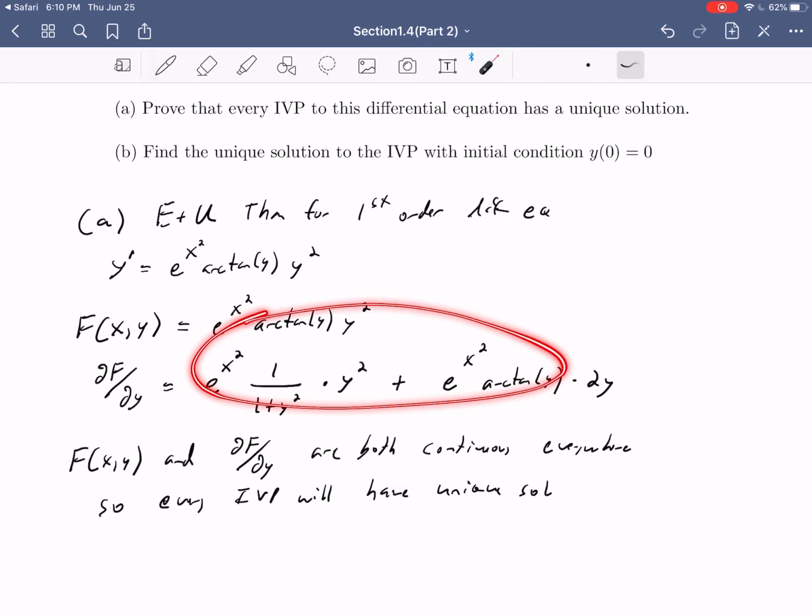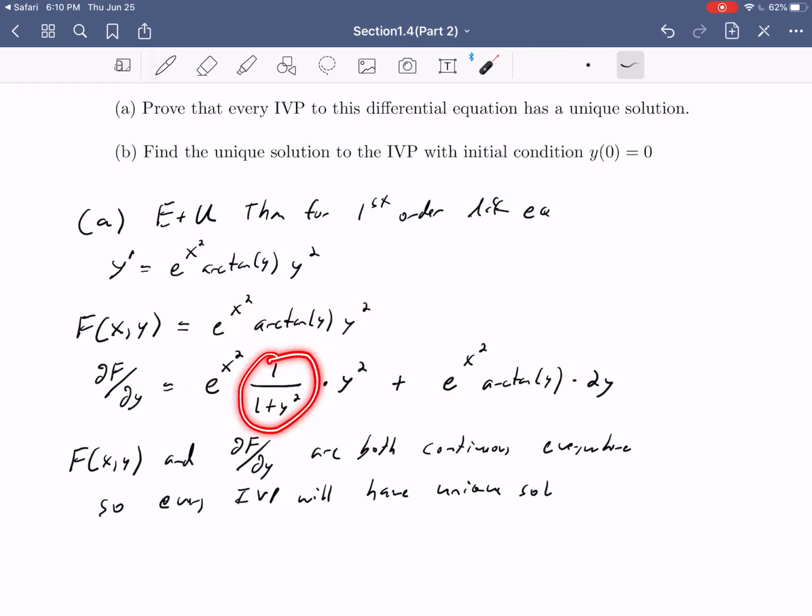So even though these are messy, there's no issues with discontinuity, especially since the only thing that might have scared us right here is the denominator with 1 plus y squared. Since this is 1 plus y squared, it can never be 0, so no issues there.